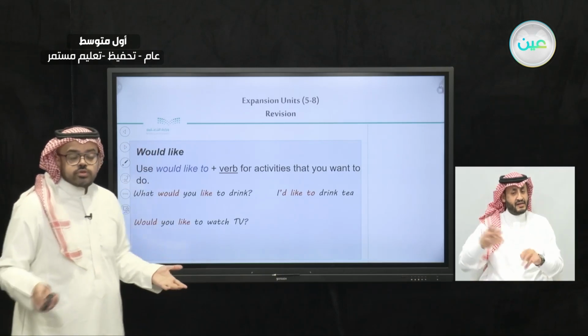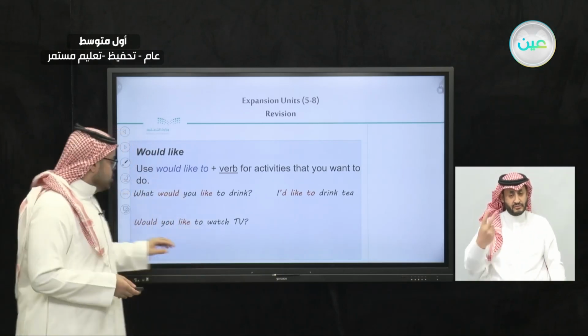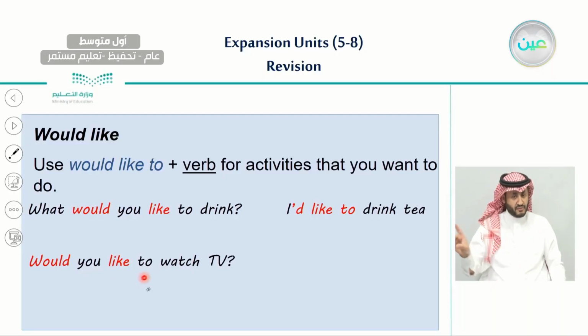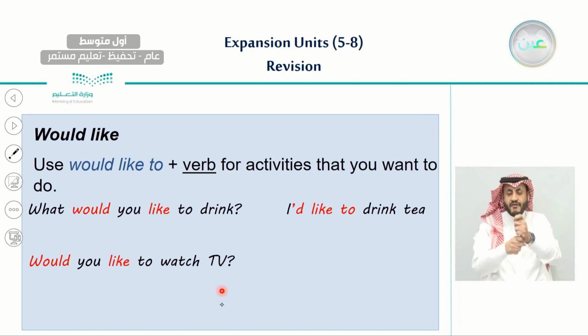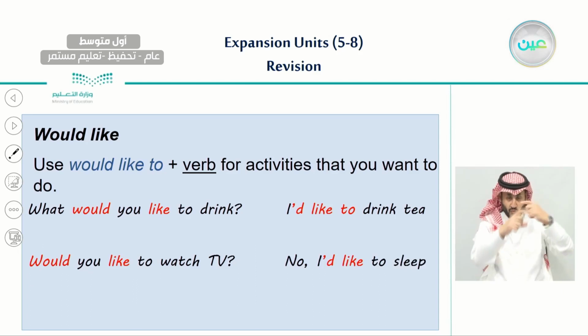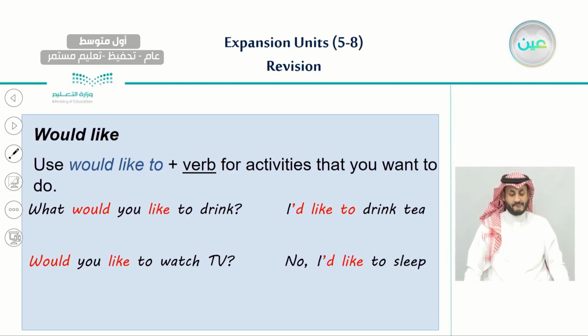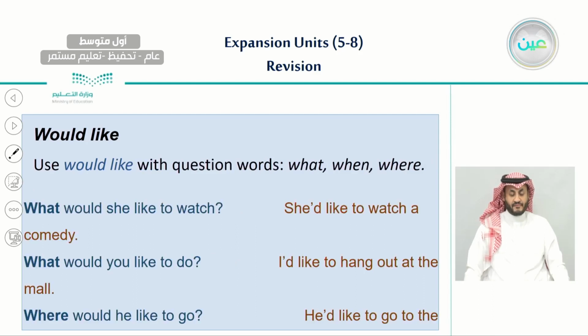The other type of question we have is a yes or no question. And the question will be, would you like to watch TV? And the answer will be, no, I would like to sleep. So this is how we form two kinds of question, the information question and the yes or no question.